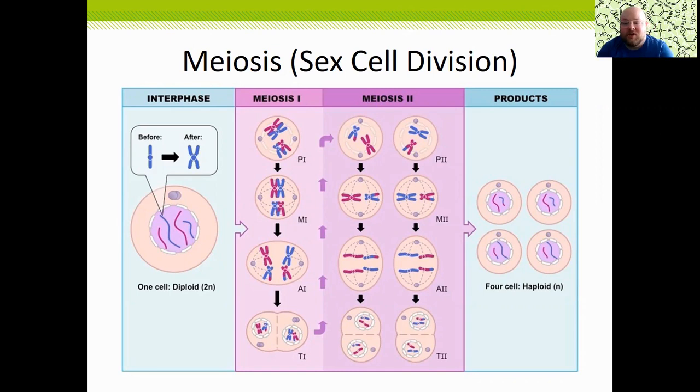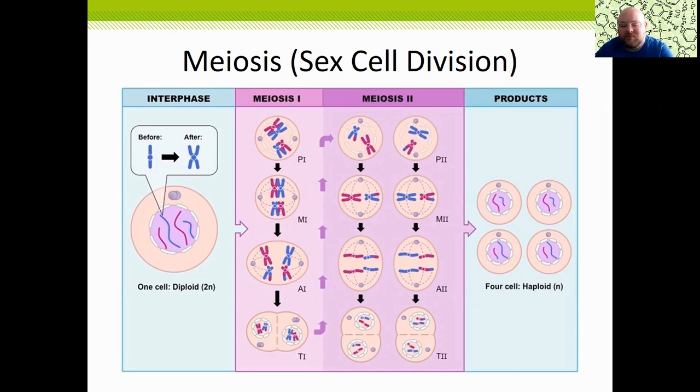Meiosis is the division of our sex cells. So in males, that would be sperm, and in females, that would be eggs. So meiosis is only the division of sex cells. Mitosis is division of every other cell in your body.